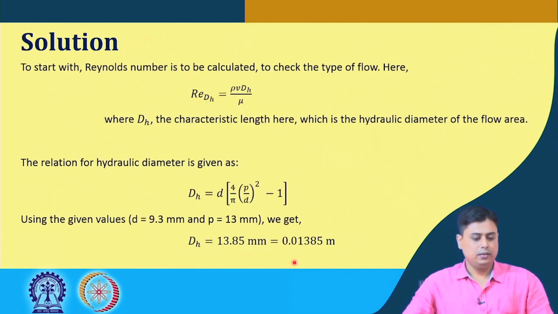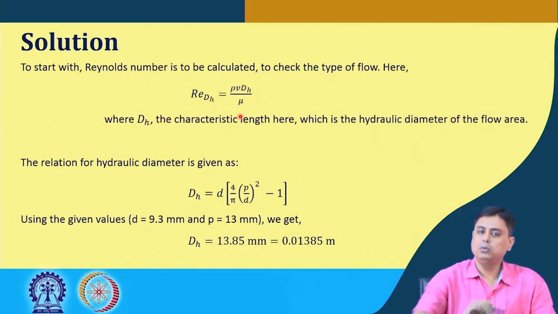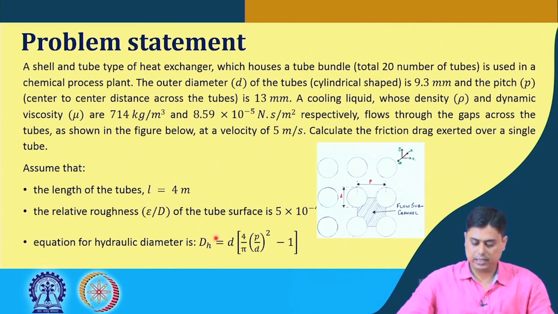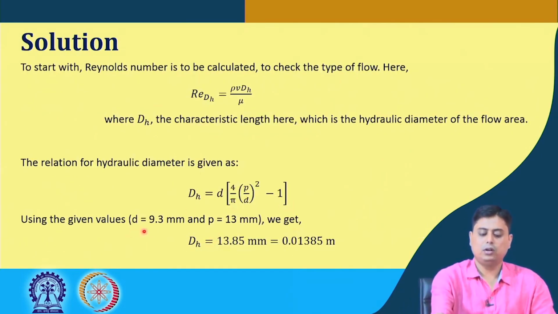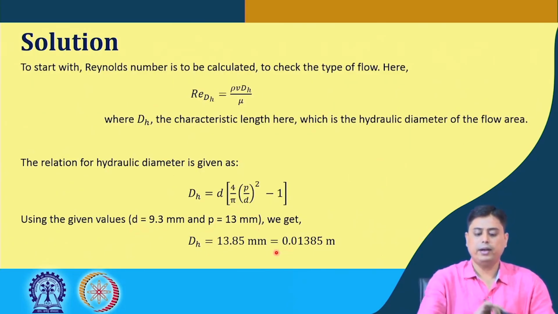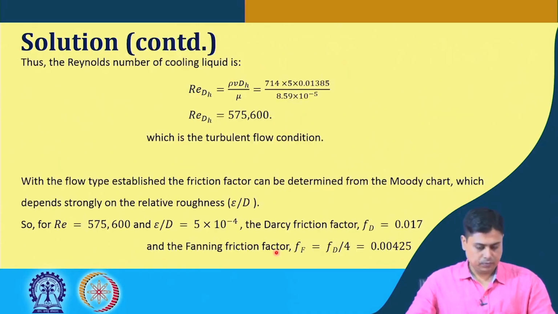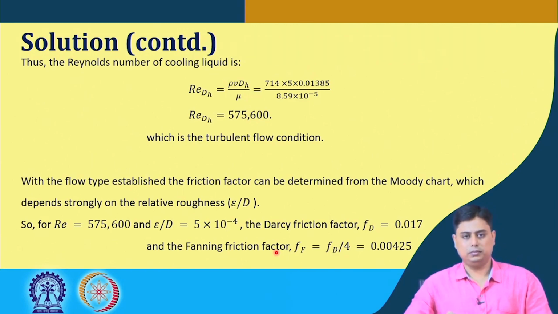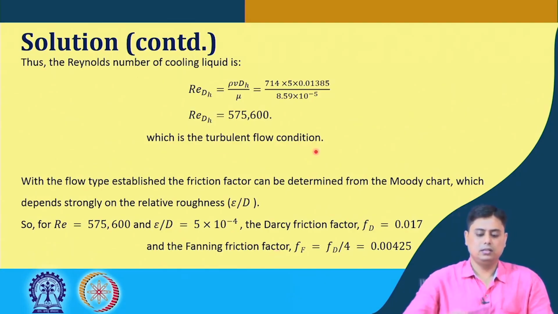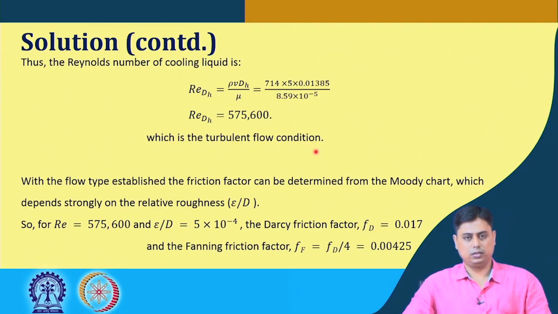So, here the Reynolds number expression is d V rho by mu. The velocity is known, density is known, viscosity is known, and the hydraulic diameter dH we will get from this expression, for the outer diameter of the tube and the pitch dimension. Based on that, we find out at first the hydraulic diameter. Once that is done, we find out the Reynolds number. And now, we see this is a turbulent condition.